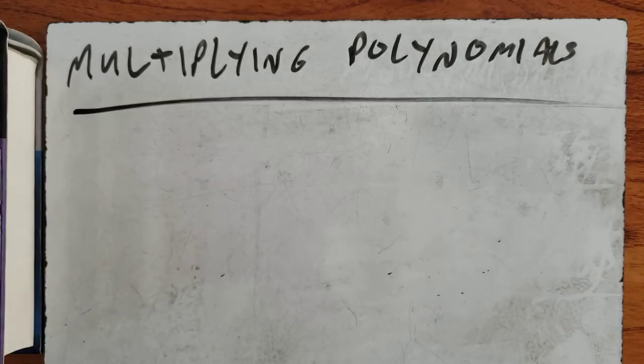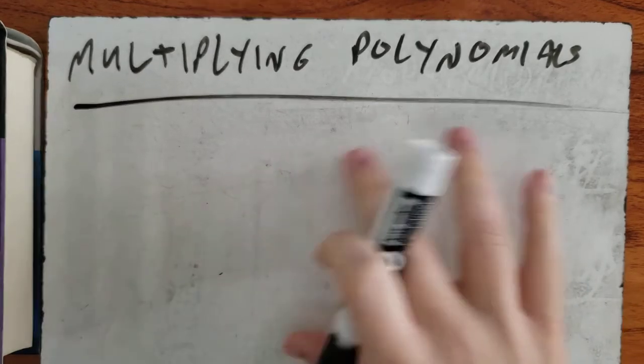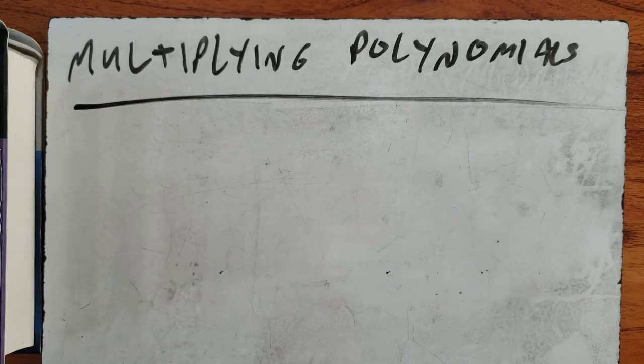All right, today's topic is multiplying polynomials. Now, we just got done doing adding and subtracting polynomials. Now we're going to move on to the next thing, which is multiplying. So multiplying polynomials, I think, is a little bit easier than adding and subtracting because you're really just using the distributive property, and you're just distributing whatever's on the outside into the inside of the parentheses.